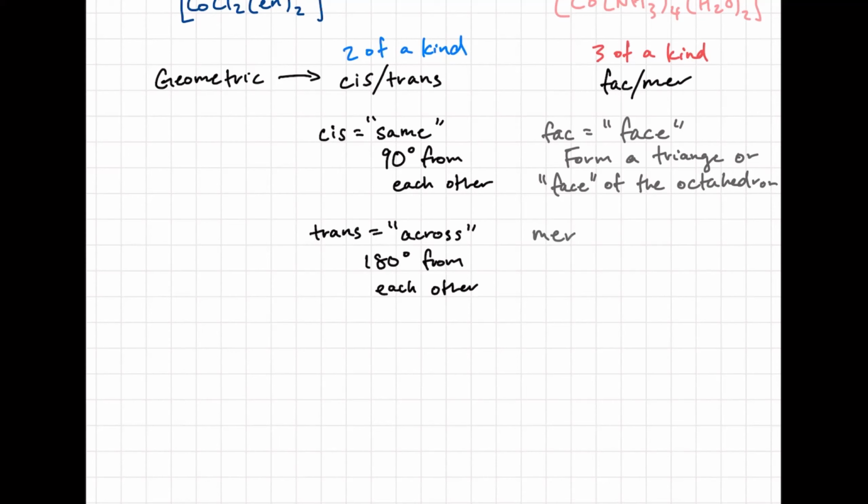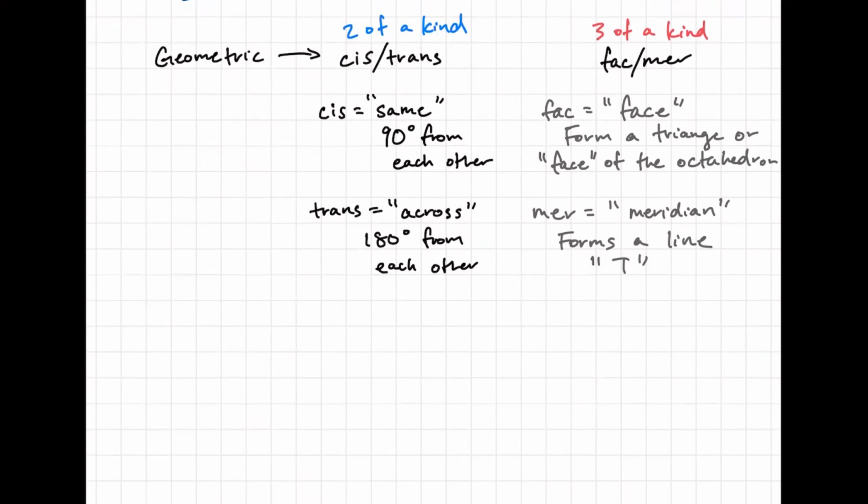MER, you can think of as meridian. And maybe you might recall hearing about in elementary school the equator and the prime meridian. The prime meridian is kind of like a vertical, or I think it's longitudinal line that goes through like Europe somewhere. But the key thing is that it's a line. So the meridian, you'll see a MER isomer if it forms a line, or T loosely.